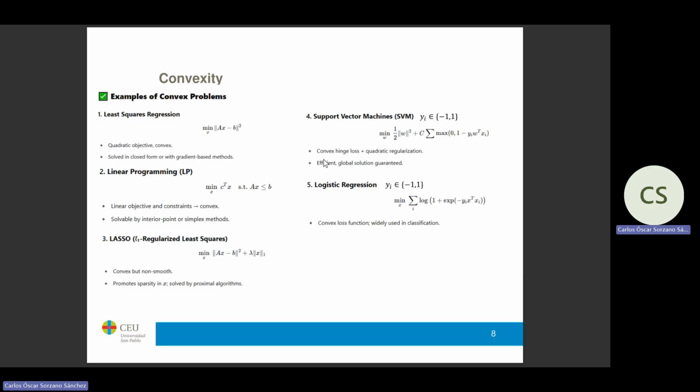Lasso regression is like the least squares regression plus some penalization on x. This penalization on x, which uses the L1 norm, tries to promote solutions that do not have many active components. These are called sparse solutions: you have a lot of zeros, a few different from zero, and then again a lot of zeros. This is convex, but it is non-smooth because this penalization term is not differentiable.